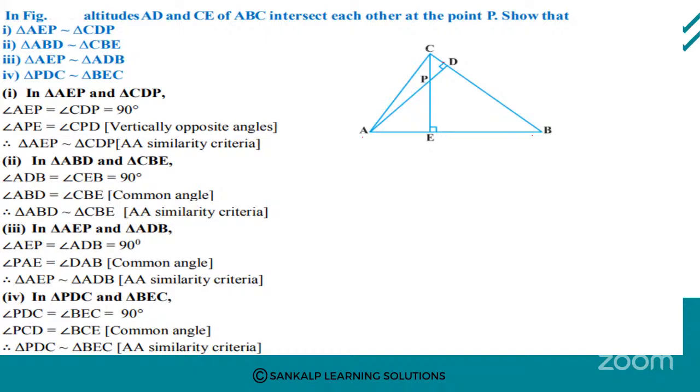ABD, CBE. Next, AEP is similar to ADB. Small triangle is similar to big triangle. Triangle PDC is similar to BEC. Okay, so this triangle. In the triangle, so first what do we do? In triangle AEP and CDP is what they have given. So first consider the triangle AEP and CDP.